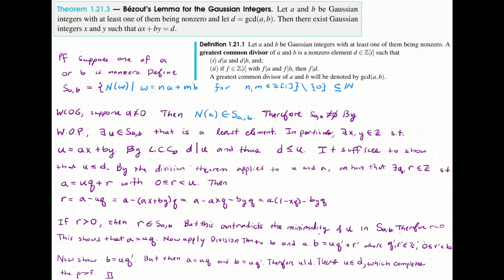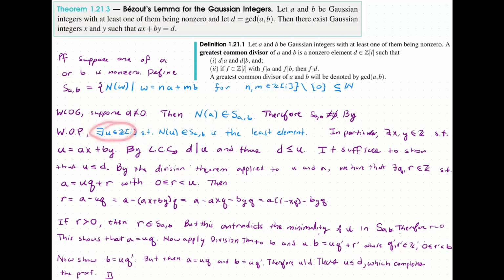So by the well-ordering principle, we know that there is a least element, which we called U in the original proof. But now we're going to switch things around because originally we wanted our U as an integer. So now we want the least element to be in terms of norms, since this is going to be in terms of the norm of something. And so we're going to have that there exists some U in the Gaussian integers such that the norm of U is the least element in S of A comma B. So let's go ahead and write that down. And so this is what we have now.